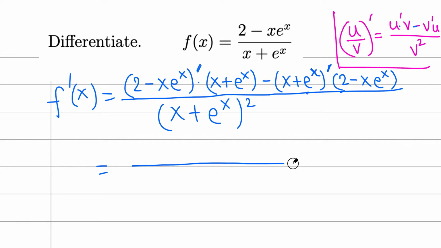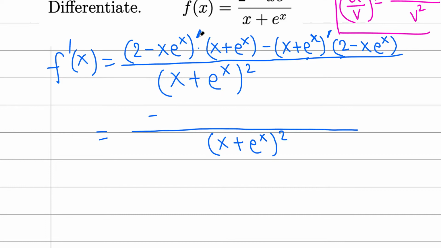So on the bottom there is (x plus e raised to x) quantity squared. On the top, derivative of 2 is 0, so we don't have to write 0, minus derivative of x e to the x. Oh, derivative of this means a product. So in the middle we need to use the product rule. So I'm gonna find the derivative of x e to the x. Okay, instead of writing everything, I'm gonna do it over here and put that in.